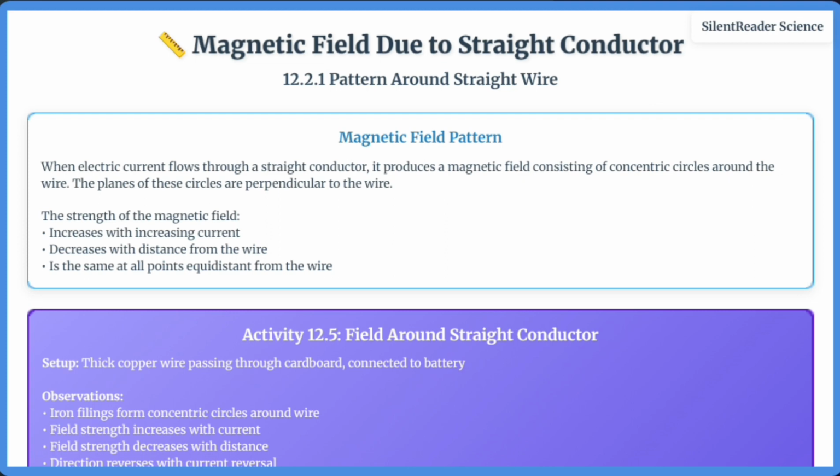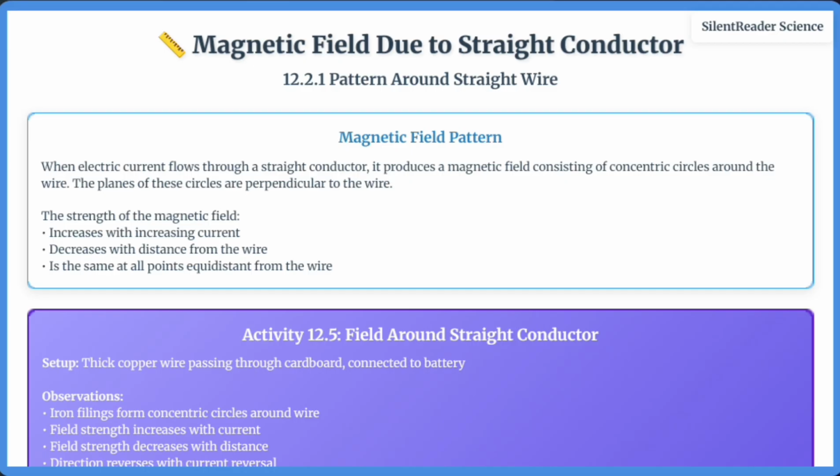Let's examine the magnetic field pattern around a straight current-carrying conductor. When electric current flows through a straight conductor, it produces a magnetic field consisting of concentric circles around the wire. The planes of these circles are perpendicular to the wire. The strength of the magnetic field increases with increasing current and decreases with distance from the wire. It is the same at all points equidistant from the wire.